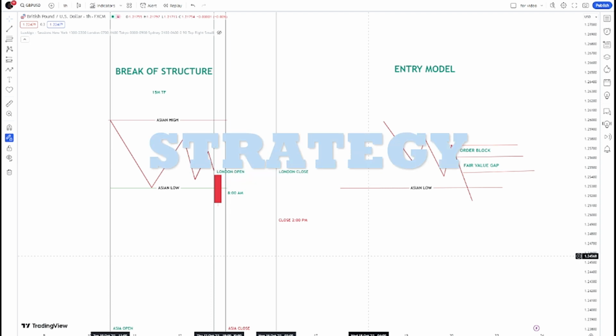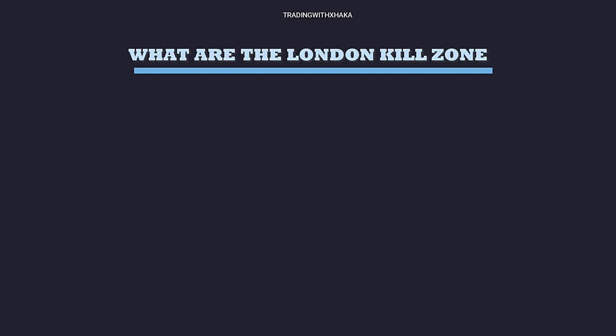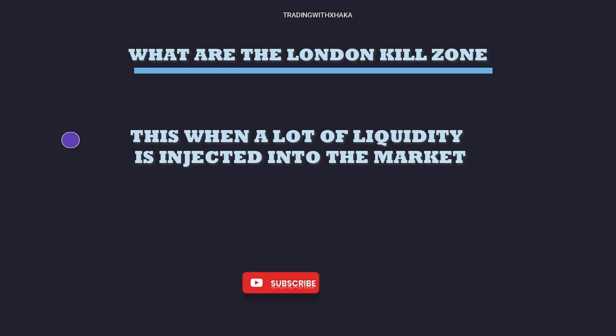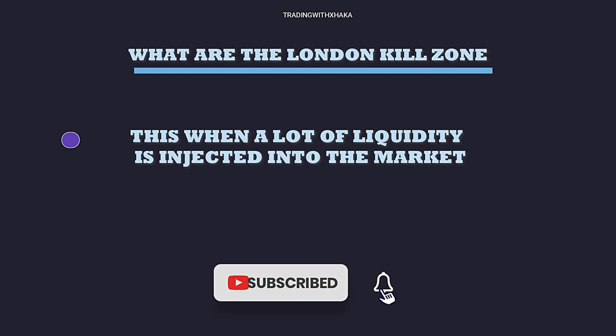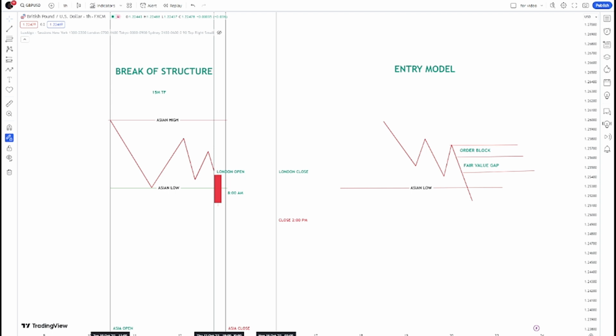ICT London kill zone strategy. Now, let me give you a simple definition for that: the London strategy is when a lot of liquidity is injected in a market. I hope you understand. So it's when liquidities are mostly injected in a market. You get the point. So the illustration starts from using the 15 minutes time frame. That's a higher time frame, and this is how this strategy works.